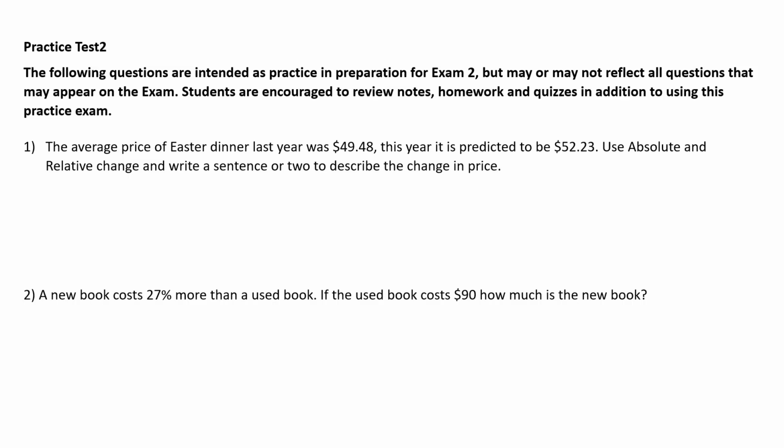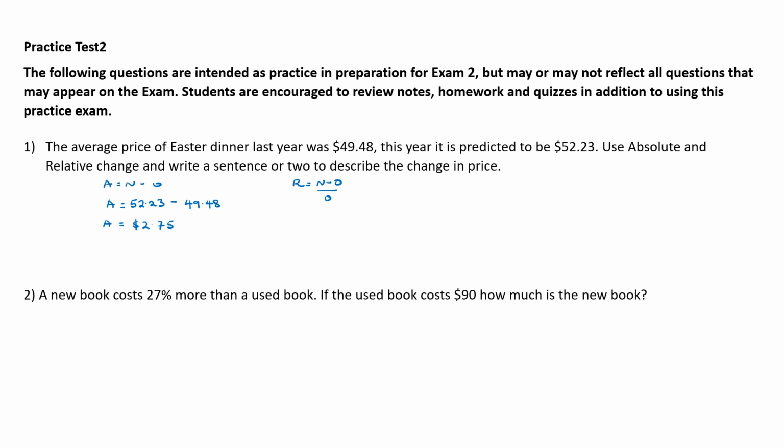Question 1 has to do with absolute and relative change. So we'll go ahead and look at this example here. We know that absolute change is given by new minus old. And so for the question that we have, the absolute change will be 52.23 minus 49.48. And so the absolute change here will be $2.75.